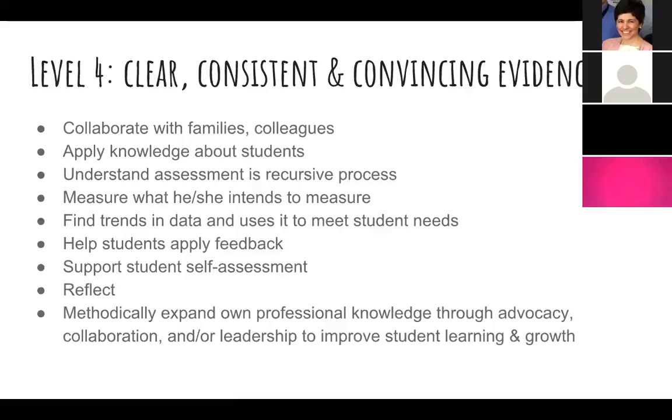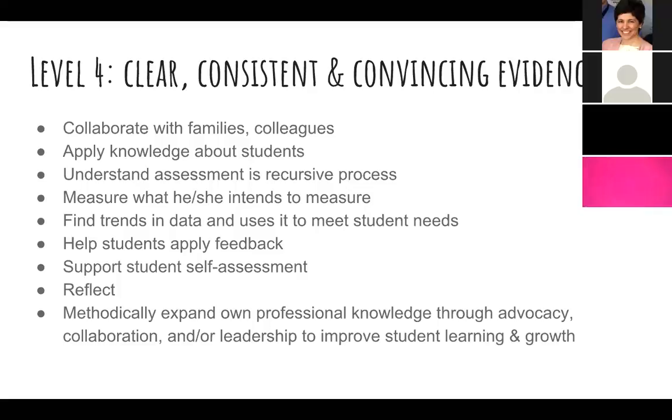The only difference is, to get a 4, you have to provide clear, consistent, and convincing evidence of these things. A 3 is clear evidence, and a 3 would demonstrate accomplished. A 2 is limited evidence. So if you have limited evidence, you know that you're not getting a 3.